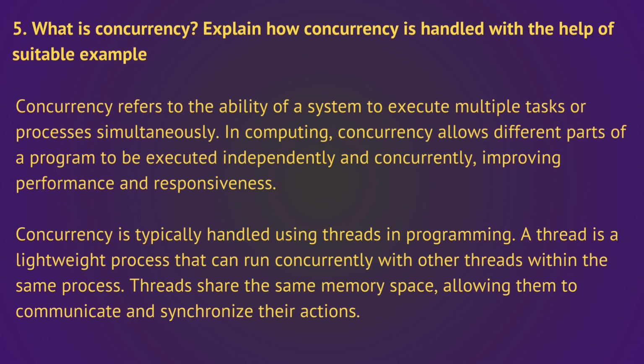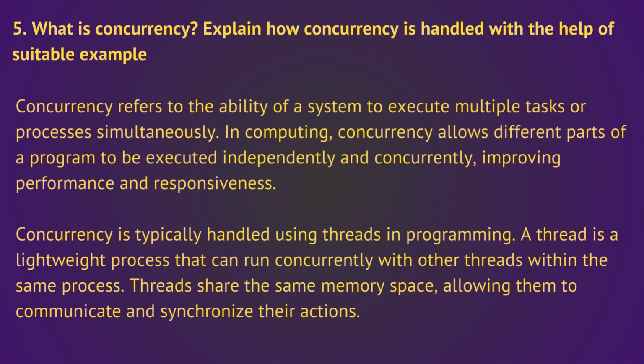Explain how concurrency is handled with the help of a suitable example. Concurrency refers to the ability of a system to execute multiple tasks or processes simultaneously. In computing, concurrency allows different parts of a program to be executed independently and concurrently, improving performance and responsiveness.